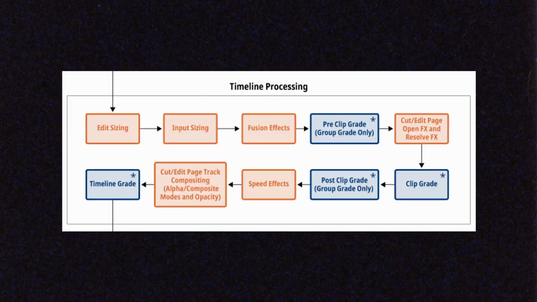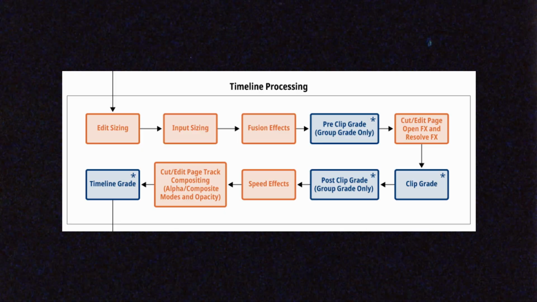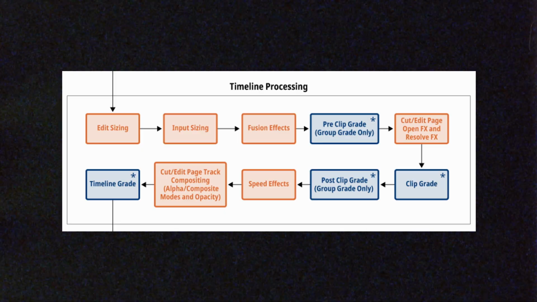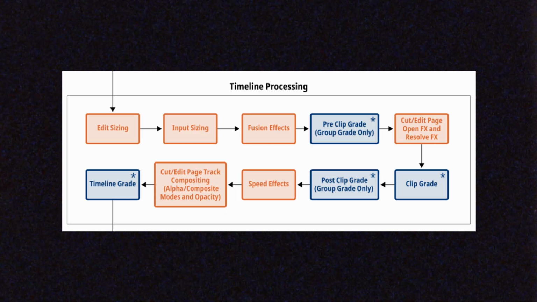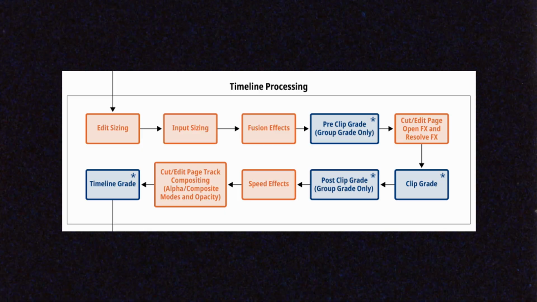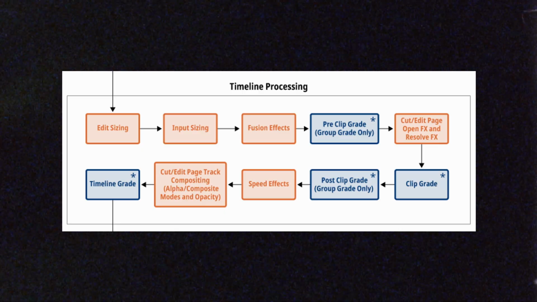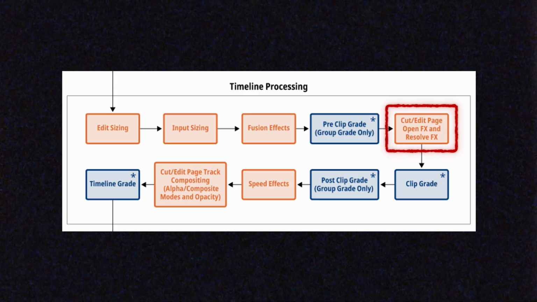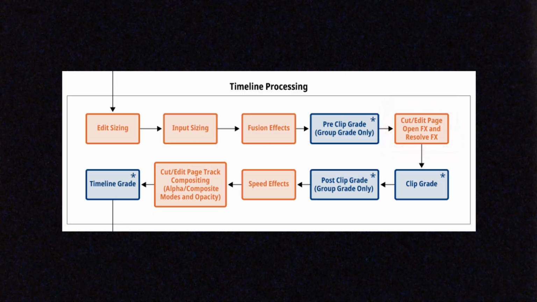You can see that now the colors of those nodes, if you will, changed from orange to blue, and orange means it's a cut or edit page feature and blue means it's a color page feature. So you can see that it jumps back and forth between the edit page and the color page. So we have the pre-clip grade, and we're talking about that in a moment when we go to the color page.